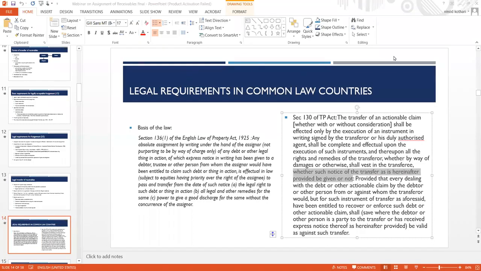So there are two things that we need legally for transfer of an actionable claim. A, we need a written instrument. And B, we need notice of transfer. So that allows us to come back on a very important point.